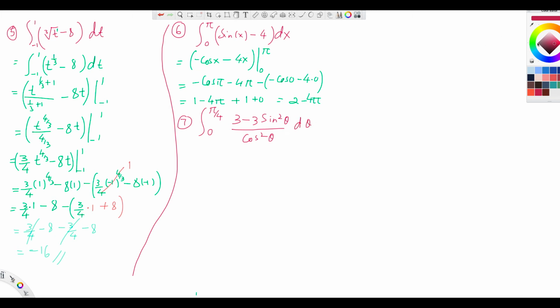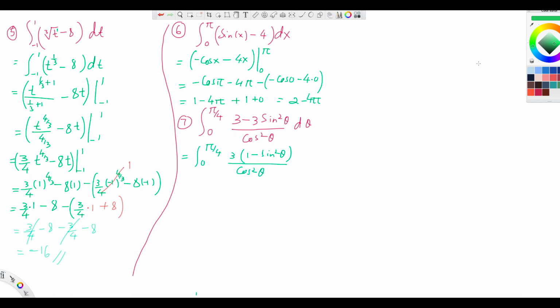Do you have any idea how do I do this problem? There are so many ways to do this problem, but the easiest way would be, again, there are many ways, right? What you can do is split 3 over cosine square, and then 3 sine square over cosine square, and then write tangent square and change that into secant. But the easiest way would be, what is the common factor on the top? Just take that out. So 0 to pi over 4, and then you take 3 out. What is left? It's 1 minus sine square theta, right? Over cosine square theta. You see that?